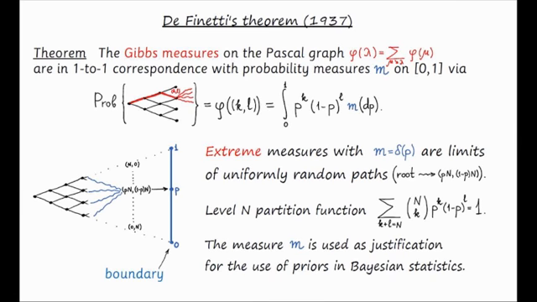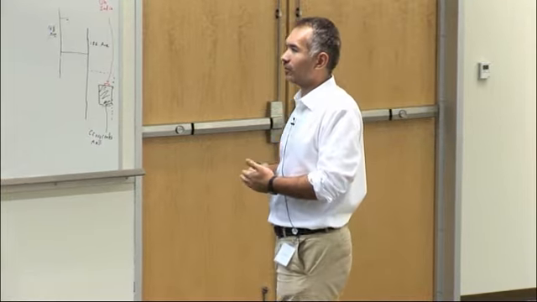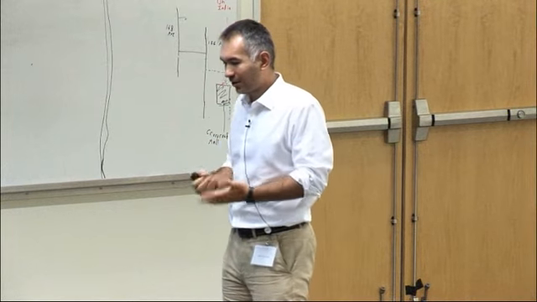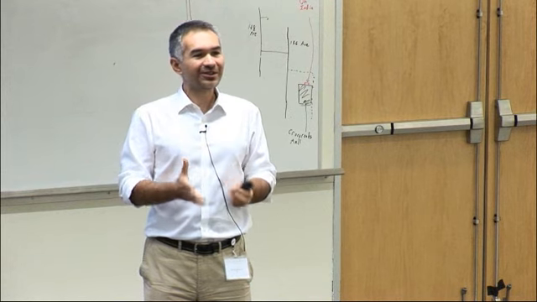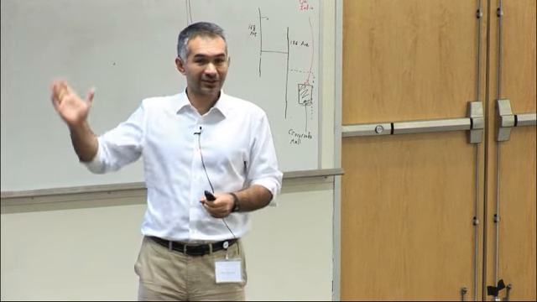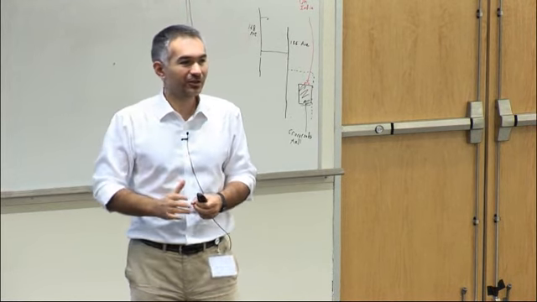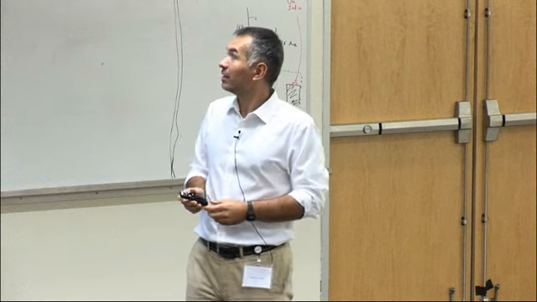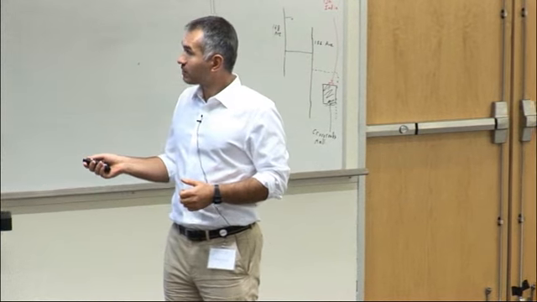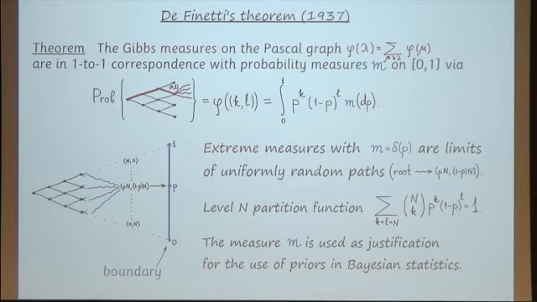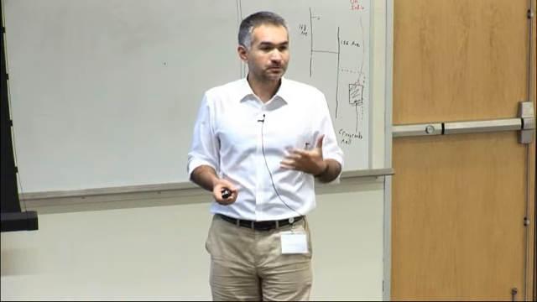So this is really the beginning of Bayesian statistics. And if you try to see what the origins of Bayesian statistics were and what were the arguments of proponents of that, then the only real statement that I was able to find is this statement. This is known as de Finetti's theorem. It's pretty old. Chances are you've seen it somewhere. It says that Gibbs measures on the Pascal graph are convex combinations of the ones we already know: p to the k, (1 minus p) to the l.